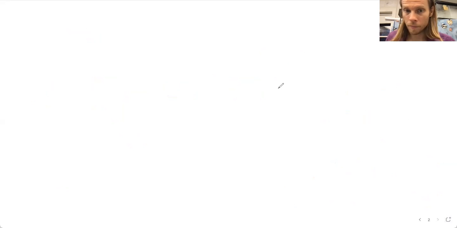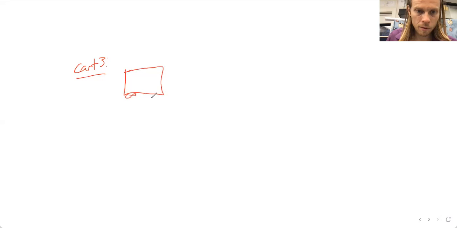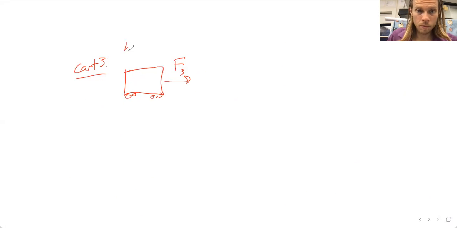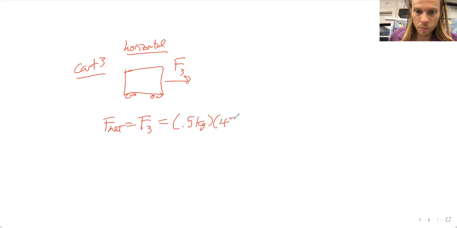Let's go to cart 3. So cart 3 will help us do that. Cart 3, the only force acting on it is F3, if you remember from the previous one. It's just F3. We've canceled the vertical, so I'm just looking at the horizontal. So Fnet is F3. There's no minus. There's no other force. That's it. Equals MA. M is 0.5 kilograms. A is 4 meters per second per second.